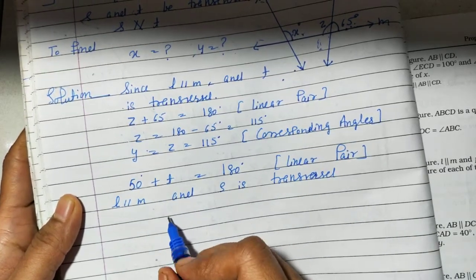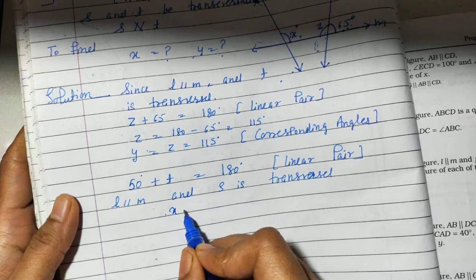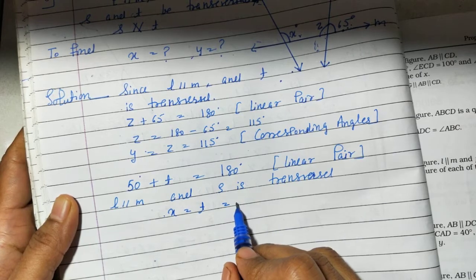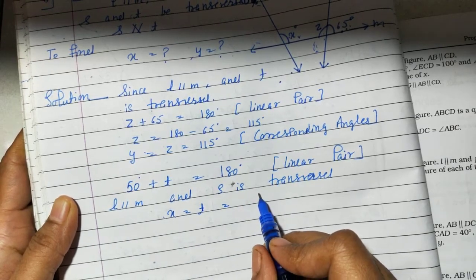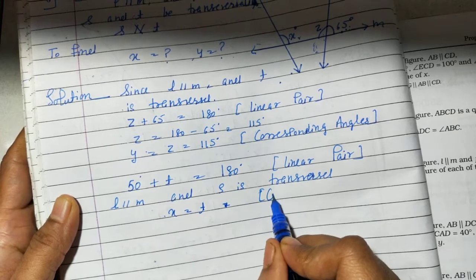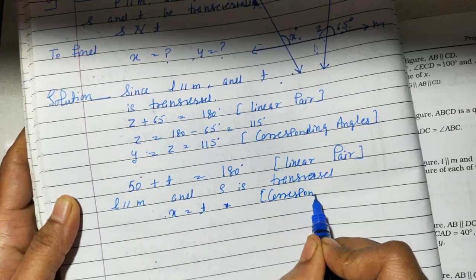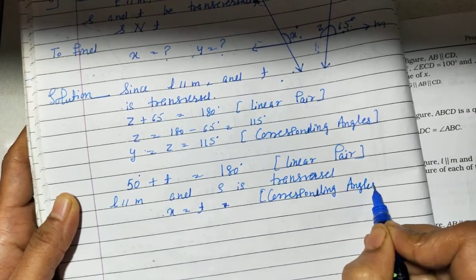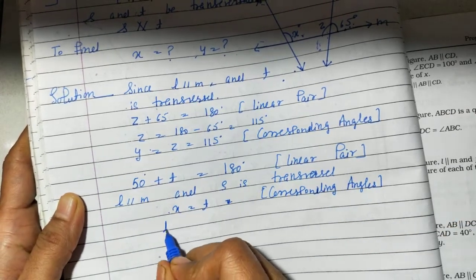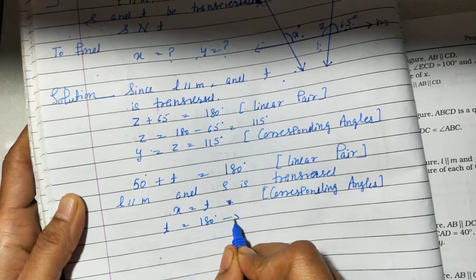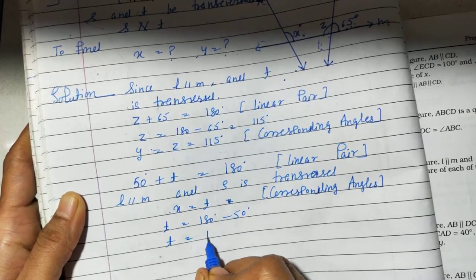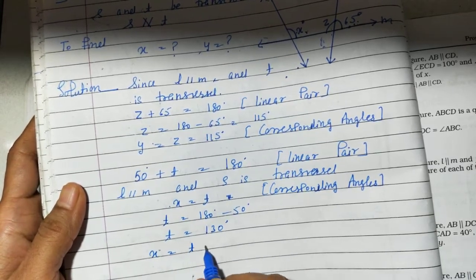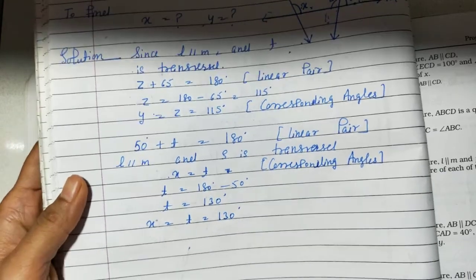So, X is equal to T. Which reason? Corresponding angles. Sorry, I omitted it. First we have to find the value of T. T is equal to 180 minus 50. T is equal to 130. Then we will write X is equal to T is equal to 130.